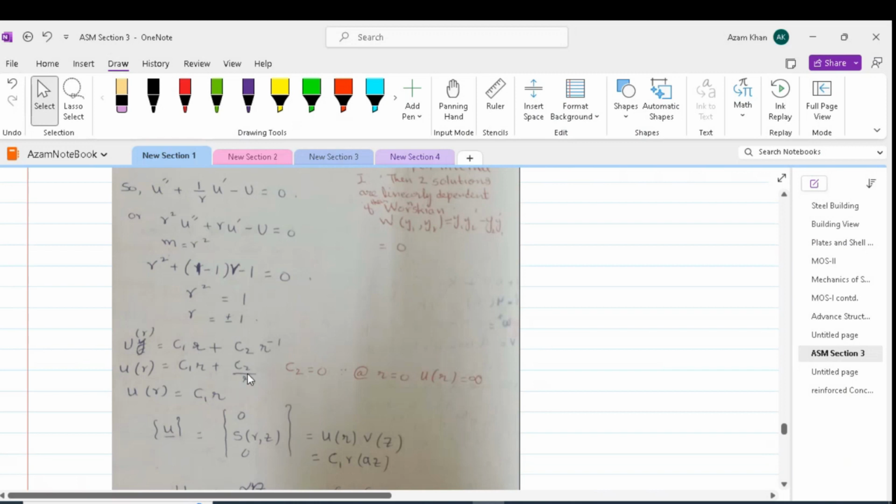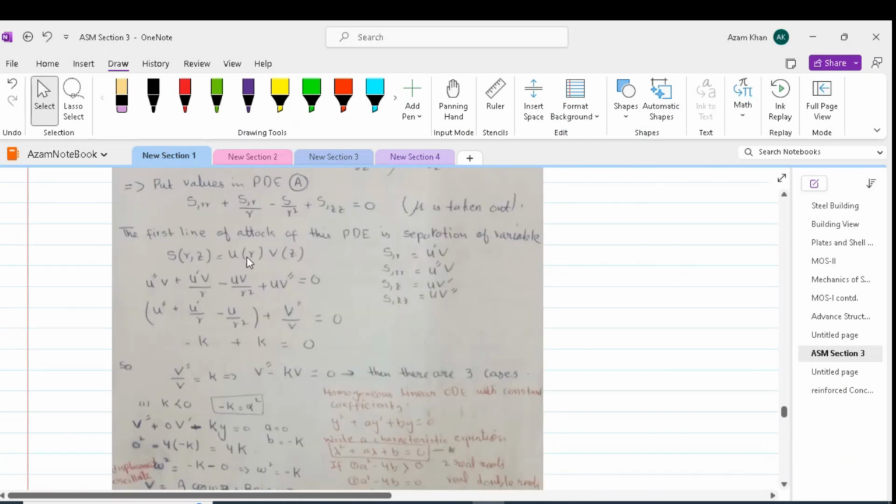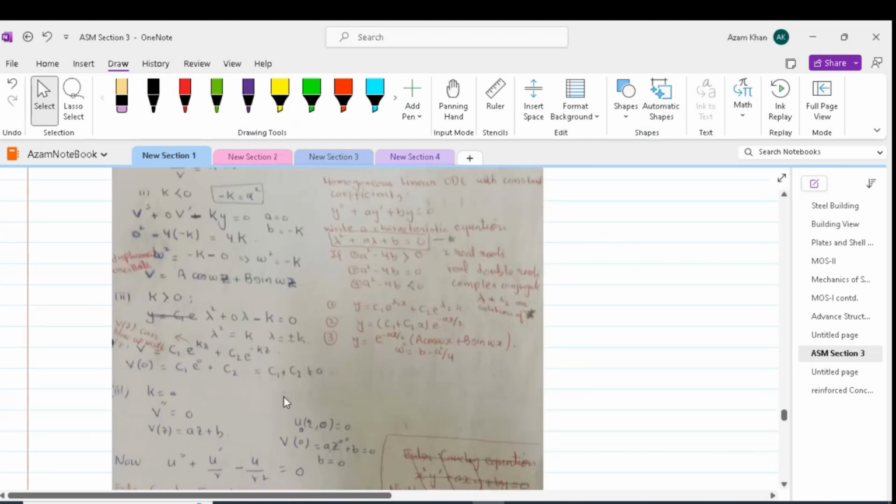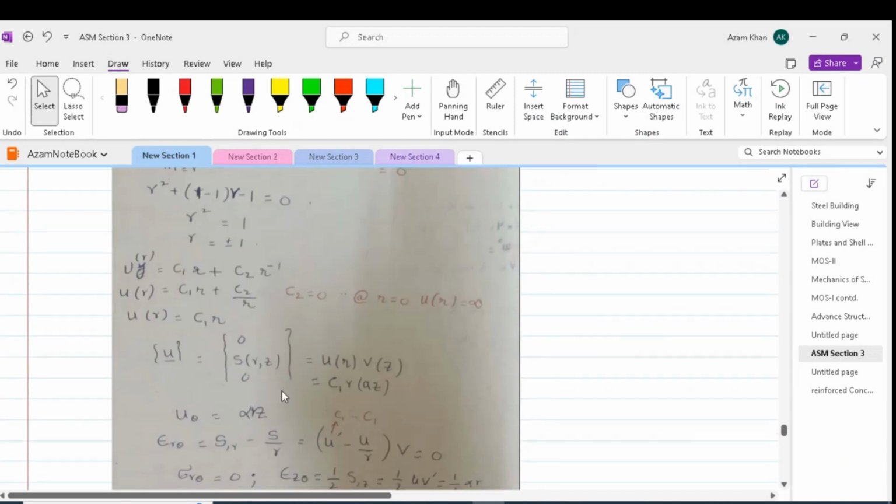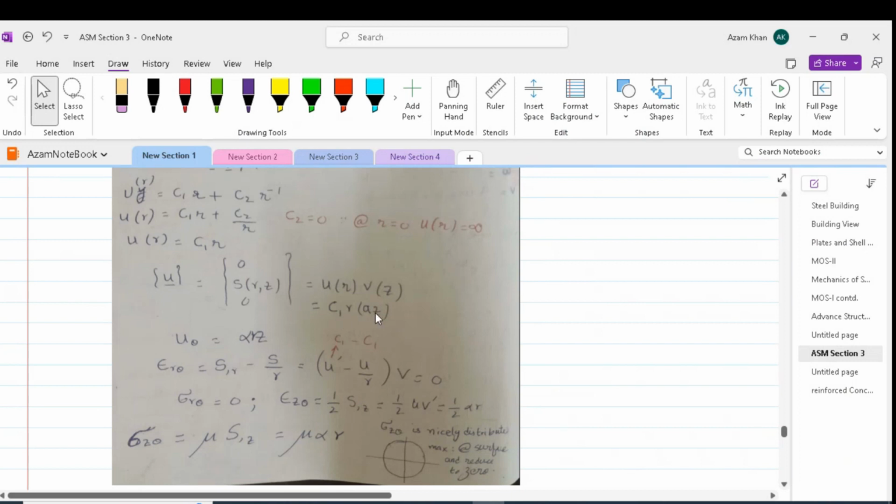Our second term will become out of bound. Therefore, we can make C2 equal to 0 and U_r equal to C1 r. Thus, we have found the function U of r and V of z. Now combining it, we get U_theta equal to C1 r A z. C1 and A can be combined into a constant alpha r z.